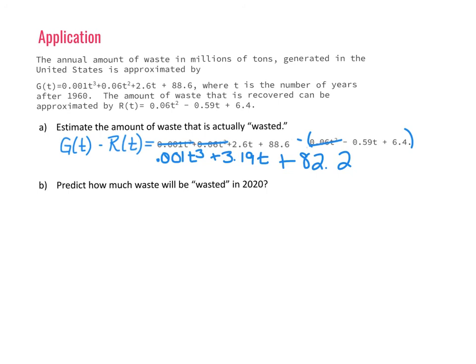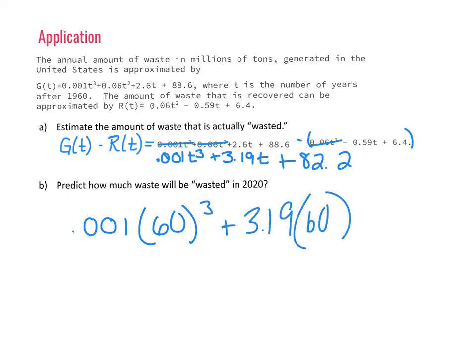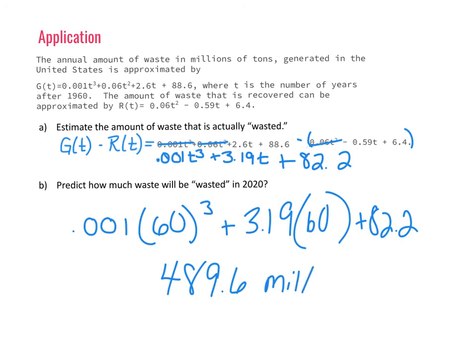Now predict how much is wasted in 2020. Well, t was the years since 1960, so that would be 60 years later. So if you plug in 60 everywhere there is a t, and then use your calculator to evaluate this function, you will have it. So I'll press pause, do this calculation, and see if you agree with me. So I get 489.6, and this would be millions of tons.